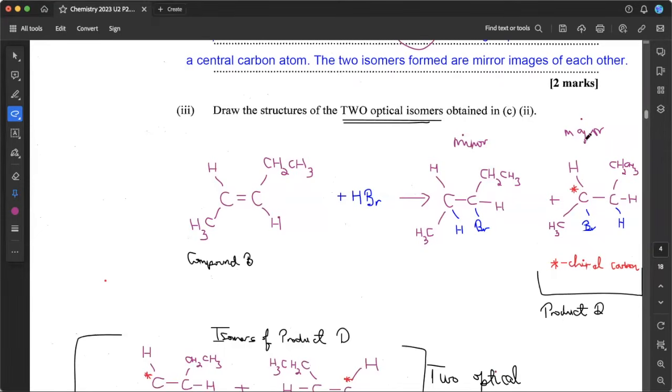And so if we look at this major and minor product, we see that this is going to be our major product, because this is a chiral carbon. There's a hydrogen here. There's a methyl group here. There's a bromo group here. And then there's a propyl group over here. So attached to this carbon, there are 4 different groups. So this is a chiral carbon, and this will form an optical isomer, right?